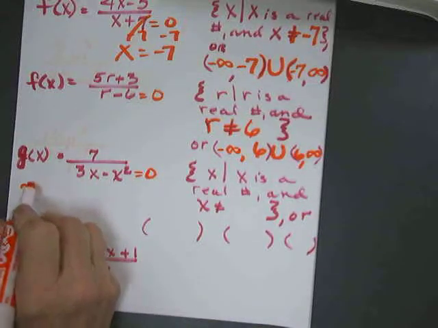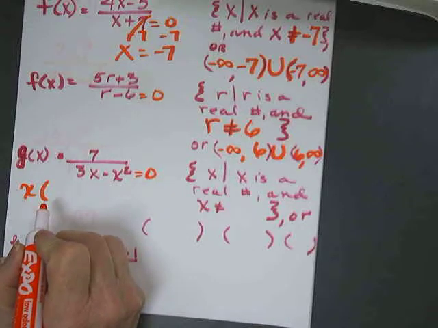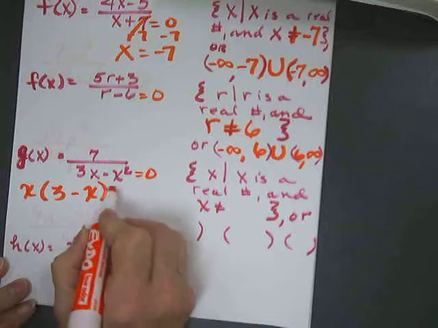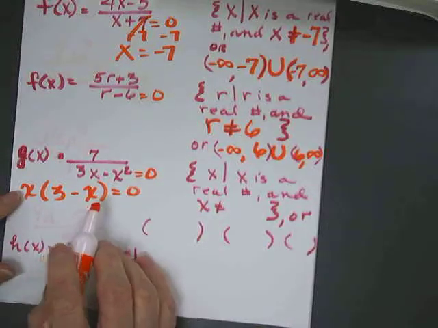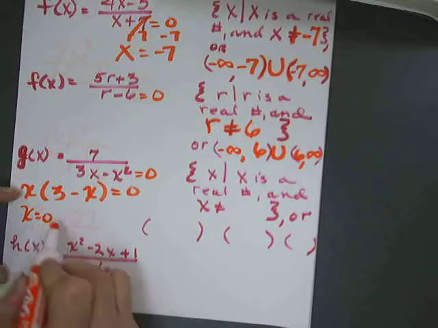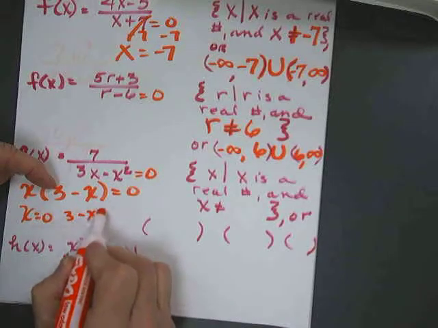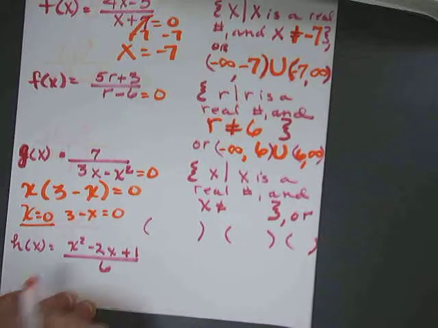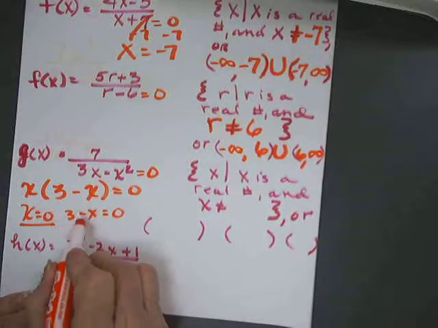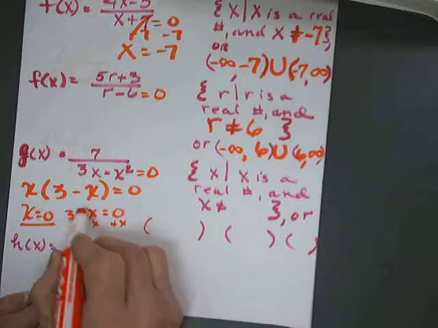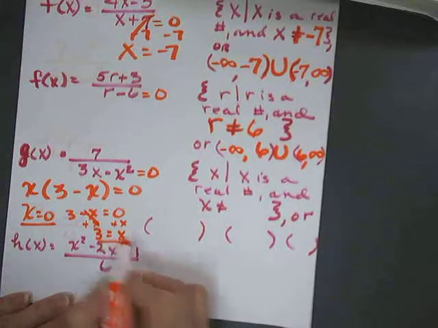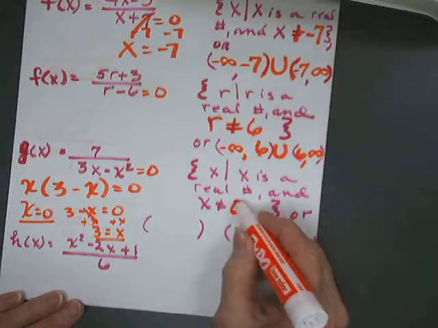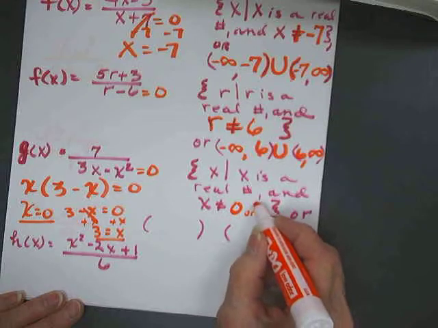This one, set it equal to 0. Lawrence, do you have an idea what we need to do? Factor it, right. x, and 3 minus x equals 0. Set each one of these equal to 0. There's one of our answers. Yeah, we could add x. That's the quickest way.